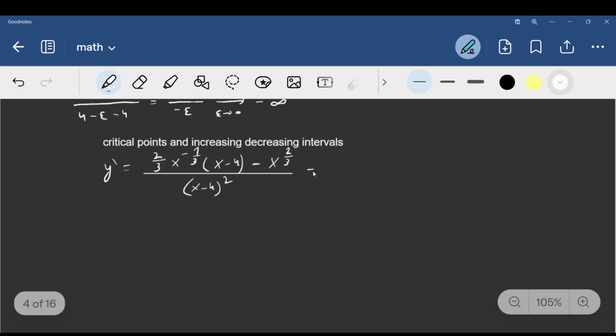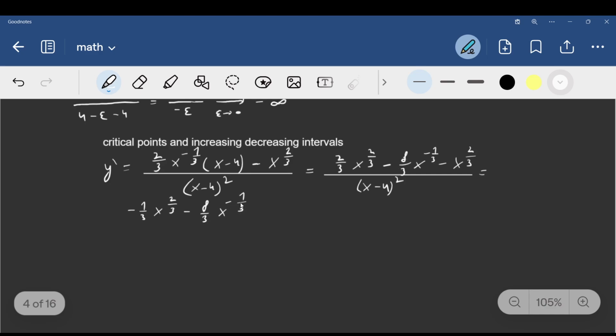Or rather, you know what? Let's simplify this a bit before we go on. Simplifying this, we get x to the power of 2/3 minus 8/3 x to the power of minus 1/3 minus x to the power of 2/3. The denominator, sorry, remains the same. Simplifying this, we get minus a third x to the power of 2/3 minus 8/3 x to the power of minus 1/3. The denominator remains the same.